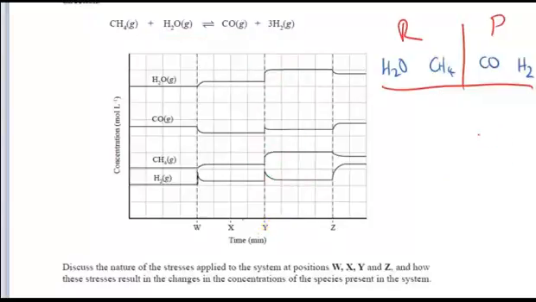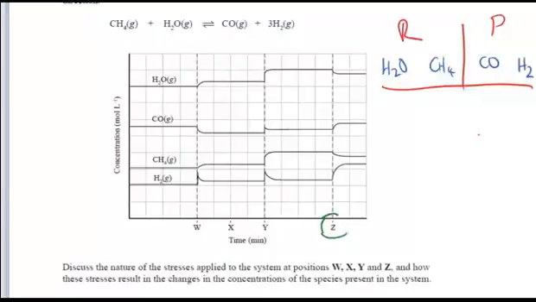Now at position X, which I kind of skipped over, there's no change here, no change here, no change here. So something has apparently happened which has caused no change at all. Maybe a catalyst was added, and it sped up the rate of the forward and reverse reactions, but it wouldn't have changed the overall amount of reactants or products, so there'd be no change. Possibly we added an unreactive, inert gas, and that would have had no effect either. So you just need to discuss those issues for X.